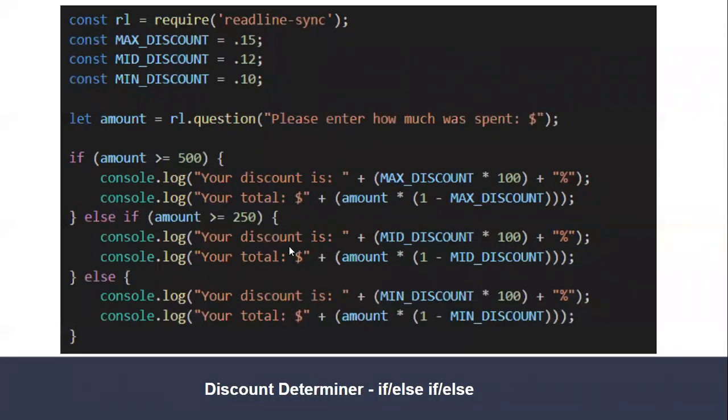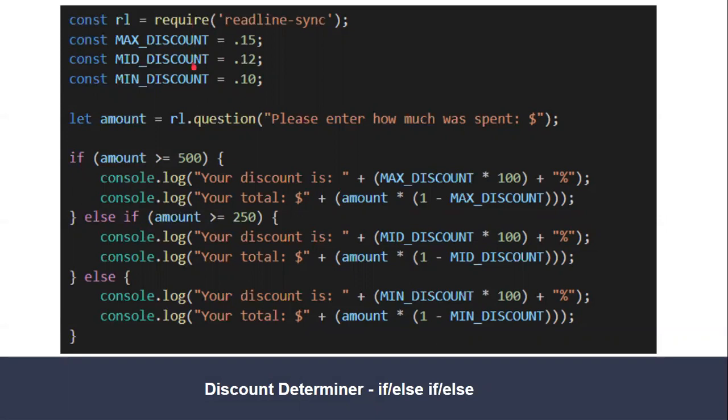Here it gets a little bit more complicated. This is a discount determiner, if else. Now, if you notice up here, require. We don't need to really know what require is right now. This script's require is actually Node.js, which runs JavaScript. So this is kind of a preview of a Node.js script, but we don't need to worry about that now. Pretend this is in the browser.